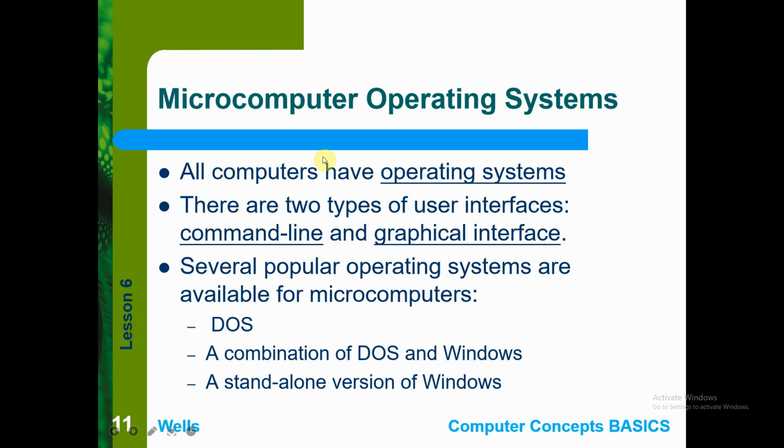So mostly all of our computers have operating systems, of course, and the user interfaces nila are these two types, command line and graphical interface.